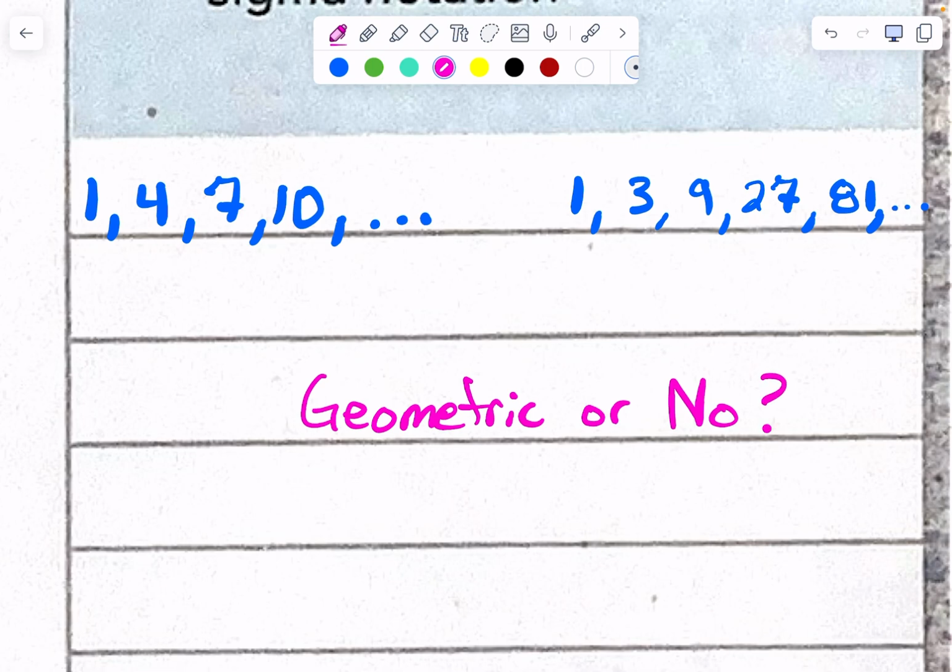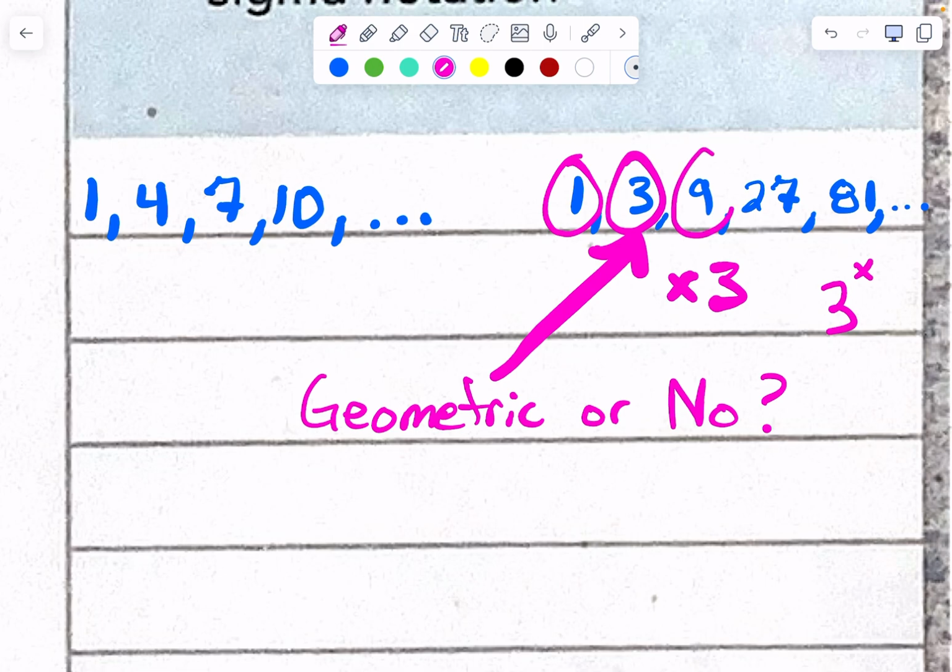Here is what it means to be geometric. Geometric is exponential. Which one of these sequences is an exponential sequence? The second one, when you are multiplying by the same number each time. You are taking this times 3 each time, yeah? So this would be an example of when you're doing like 3 to the x power, right? 3 to the 0 power is 1, 3 to the first power is 3, 3 to the second power is 9, etc.